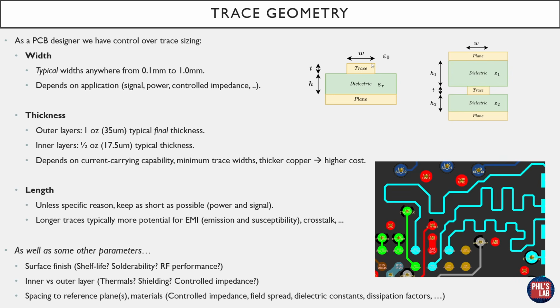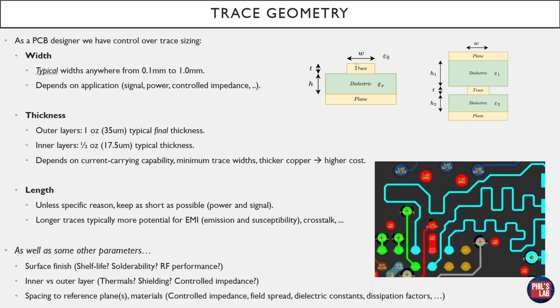The main aspect of a trace is usually its width, and this is indicated by a small w. Typical widths, of course, we can have other extremes as well, are very small, 0.1 millimeters for example if you're doing a BGA fan out, anywhere up to, let's say, a millimeter or more. Again, these are typical widths. We shouldn't just choose one width and go with that for the entirety of our design. It depends on the application: if it's signal traces, if it's power, something called controlled impedance, which you'll see later, and so on.